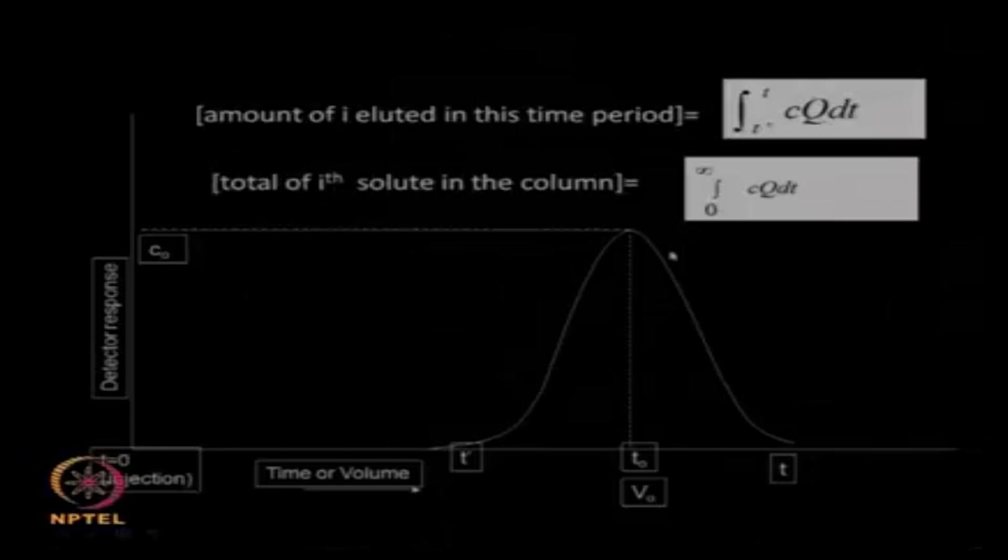Total of the ith solute in the column, total, so we have to integrate throughout, that is why we integrate between 0 to infinity Cq dt. So this is the total of I in the solute, starting from 0 right up to infinity, whereas the amount of I eluted between these two times, we are just integrating between these two limits t dash and t, okay. So what do we get? The yield of the component I will be the integral of Cq dt between t dash to t divided by the integral of Cq dt between 0 to infinity, obvious, right, this is the yield. The amount eluted we can integrate from t dash to t, Q C naught exponent minus (t by t naught minus 1) whole square divided by 2 sigma square dt.